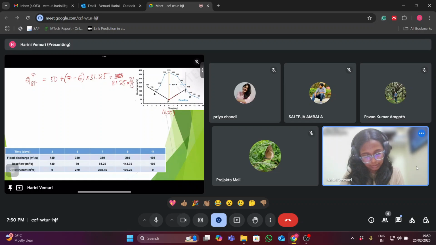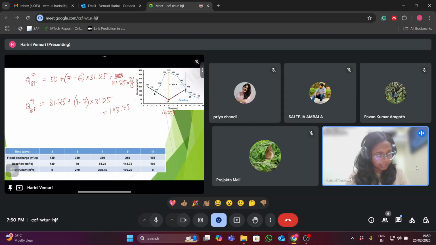The base flow on the ninth day also falls on line FS, right? So we take 81.25 plus 9 minus 7 into slope. That is 143.75. And on the 11th day, it is 105. So on the 11th day, the flood hydrograph ordinate will be the same as point D, equal to the baseline. Like this, we have flood discharge values at each time step, and we also calculate base flow values. Once we subtract these two, we get the direct runoff hydrograph.